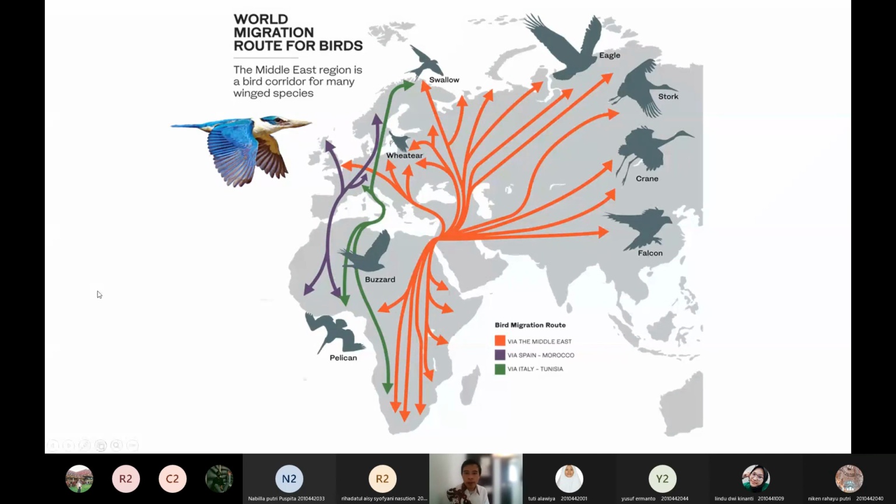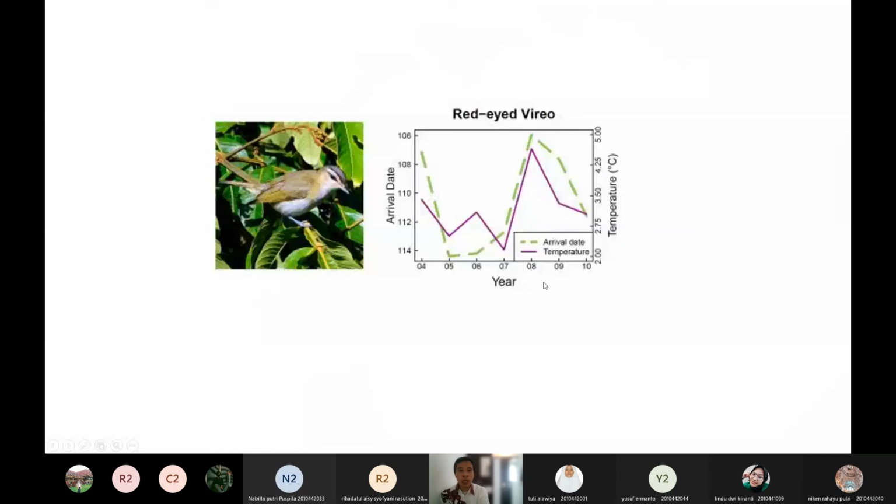Like here, for example, some species will migrate into Africa, but some species will move into Europe, and some species could also travel into Indonesia. As previously stated by Yusuf and Niken, the migrations of the birds are also related to the dynamic change of the temperatures in the regions.